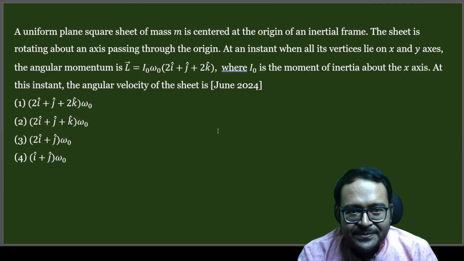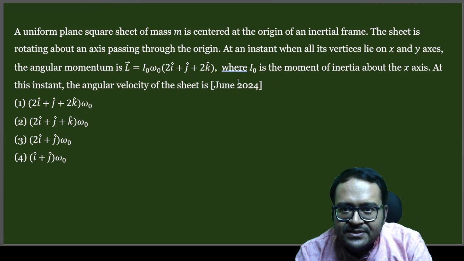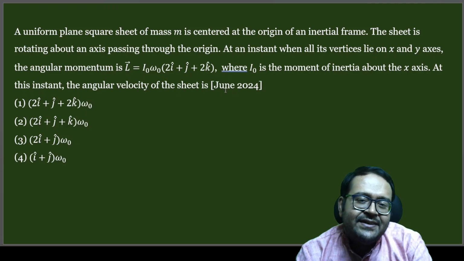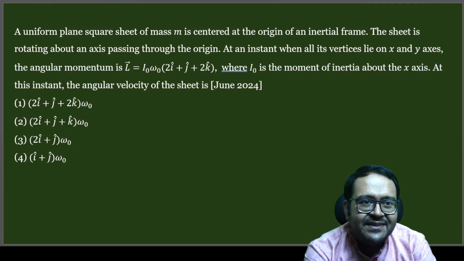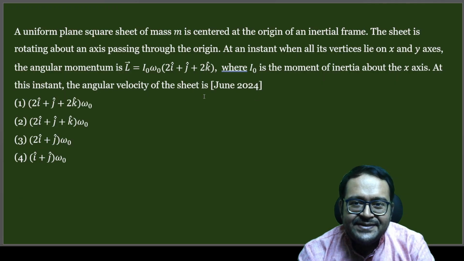Very new problem, the test problem, June 2024. Similar kind. Uniform plane square sheet, which is rotating. Let's say sheet is rotating. Angular momentum is given and where angular velocity is. So here also you need to start with the same thing. This problem and this problem are similar. Very similar.